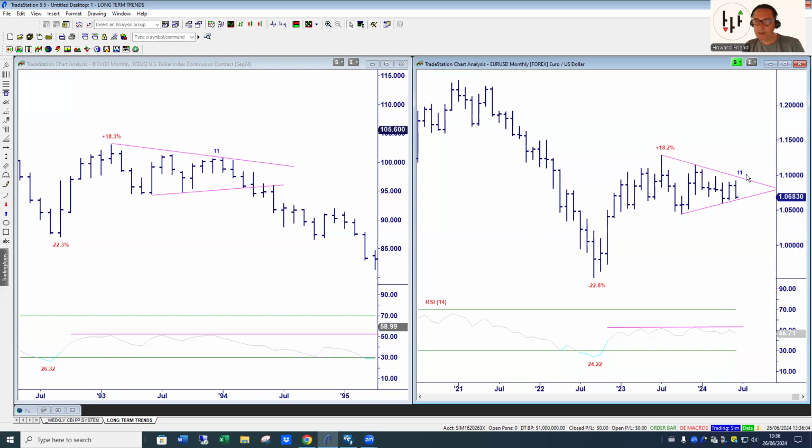And here we are on week 11 on euro dollar, or not week 11, I'm sorry, month 11. These are monthly charts. Sorry about that. And we're pressing up against the rising trend line within the triangle. And again, notice how the RSI, having bounced from 24.22 below the 30 level, is struggling around that 50 level. So a very, very similar configuration in terms of momentum.